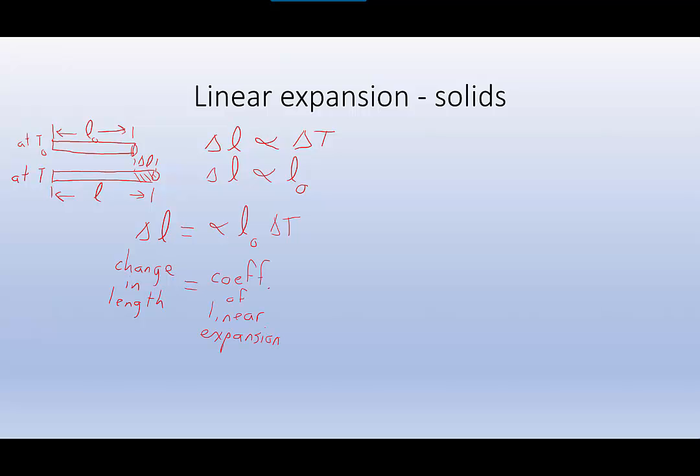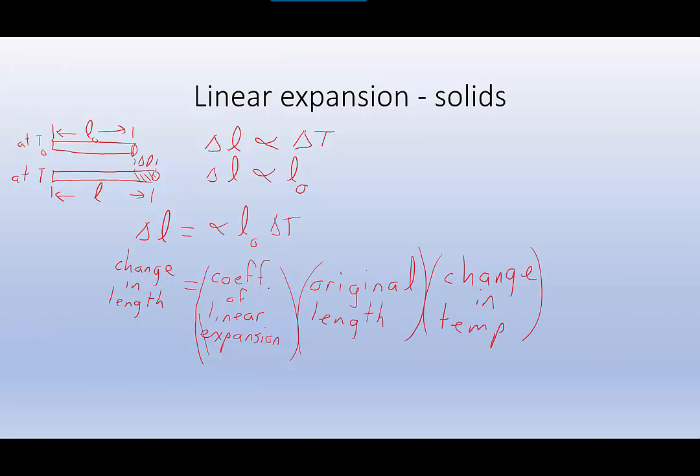Now the coefficient of linear expansion is dependent on what material you're talking about. However, it also does change slightly depending on what your temperature range is. We're going to be using only situations where our change in temperature does not affect the value of the coefficient of linear expansion. So we'll get to a table of these in just a minute. So it's alpha, which is our coefficient of linear expansion, times our original length, times our change in temperature.